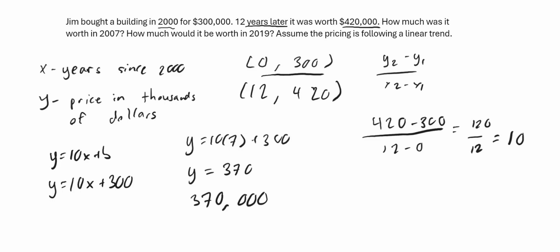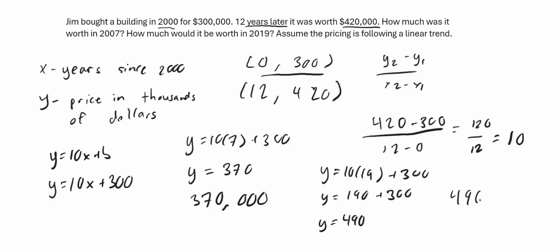And as for 2019, y equals 10 times 19 plus 300, y equals 190 plus 300, y equals 490. So that comes out to $490,000. That would be the value of the building in 2019.